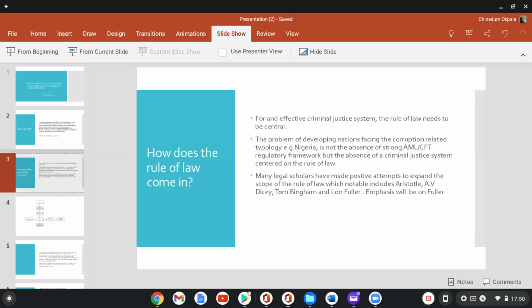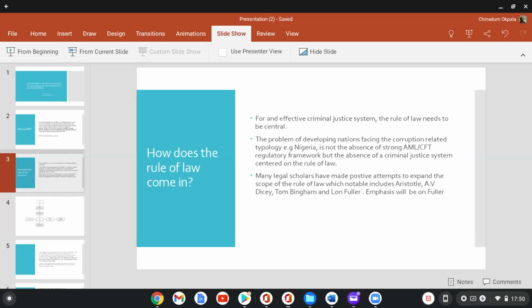It's because the problem of developing nations facing the corruption-related typology in Nigeria is not the absence of a strong AML-CFT regulatory framework, but the absence of a criminal justice system centered on the rule of law. Now, what do I mean by that? There's a tendency that when your entire criminal justice system is centered around an office or the administration of an office, there might be a tendency of abusing executive powers or prosecutorial powers, even as it relates to money laundering related offenses and the typology of corruption.